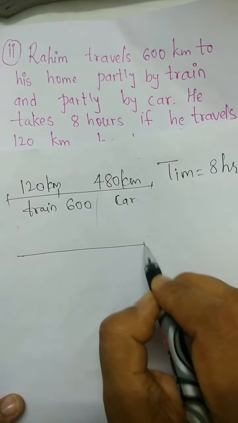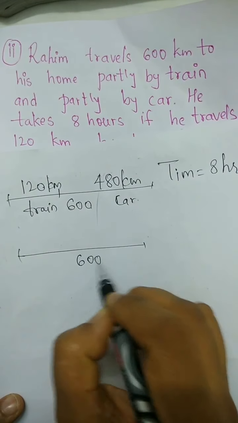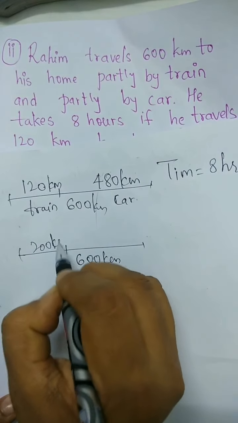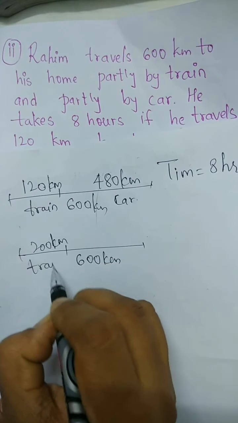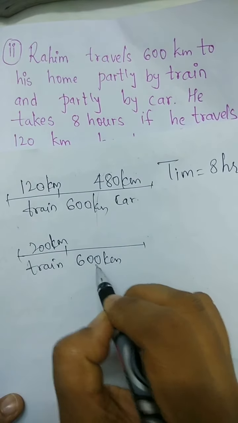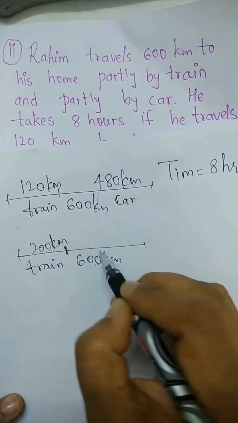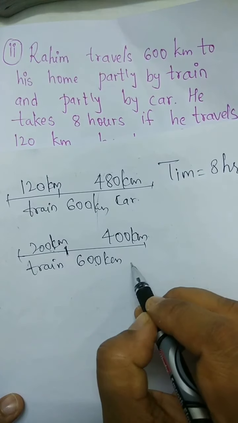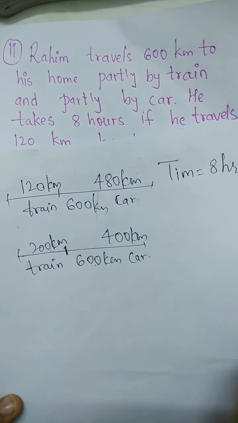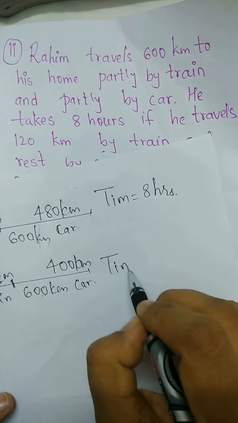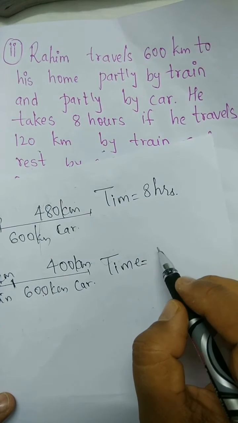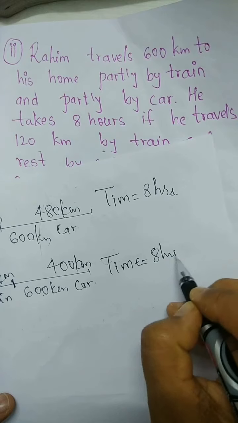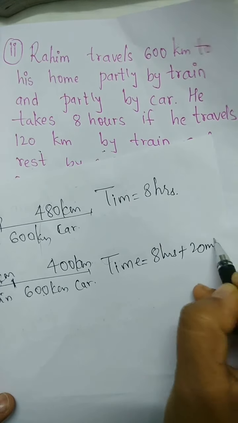Now the second condition. Out of this 600 kilometers, when he is traveling 200 kilometers by train, 200 of 600 traveling is completed. Now how much is left? 400 kilometers by car. Then how much time is taken? 20 minutes more. 20 minutes more means 8 hours plus 20 minutes.